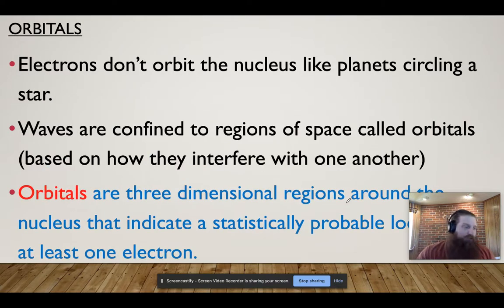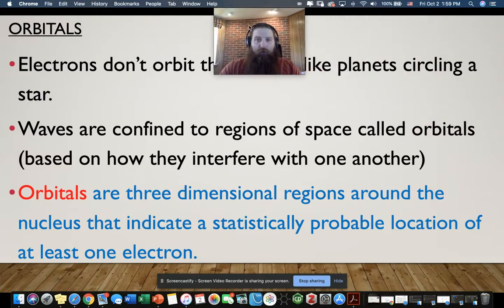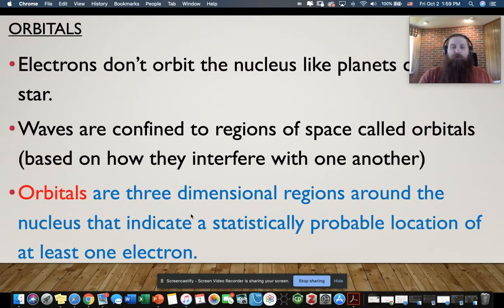So the orbitals. Since we know that the electrons are moving not like particles around the sun, they're in fact moving as waves through space, they are confined to certain regions based on that destructive and constructive interference. They can't move through a place where they cancel each other out. And so the orbitals are these three-dimensional regions around the nucleus that give you a statistically probable location for at least one electron.